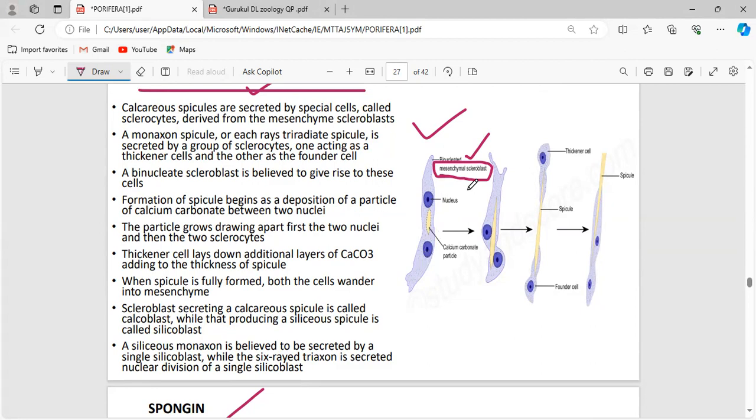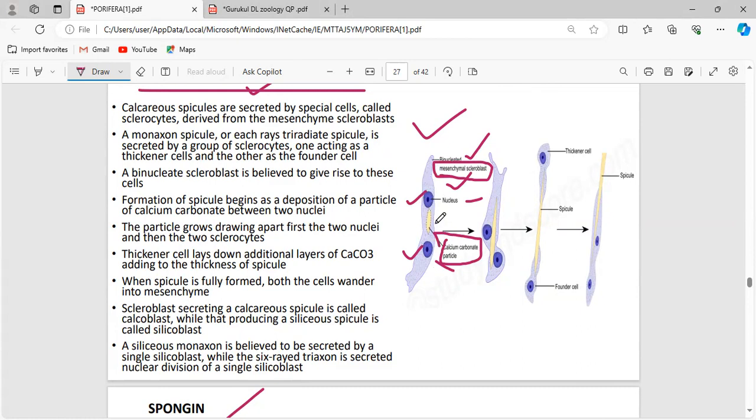So, just remember the name of the cell which gives rise to the spicule is scleroblast. Clear? And the scleroblast generally has two nuclei. It is binucleated in nature. Between these two nuclei, a calcium carbonate particle is present. See, what is the structure of this scleroblast? In the scleroblast which is present in the mesenchymal cells, there are two nuclei. It is binucleate in nature. It has two nuclei within it.